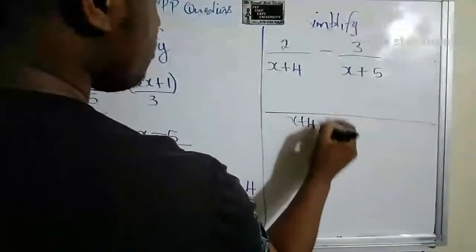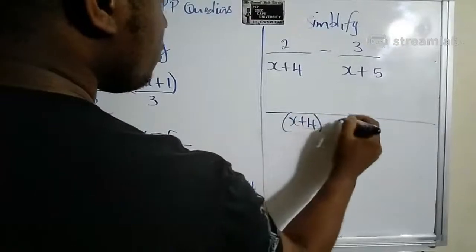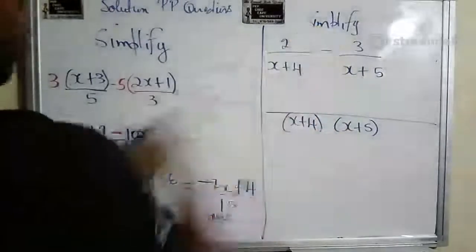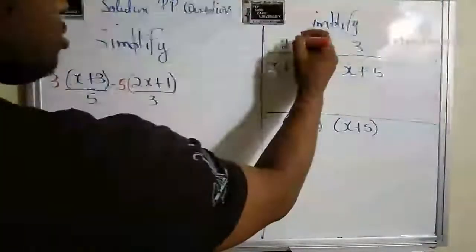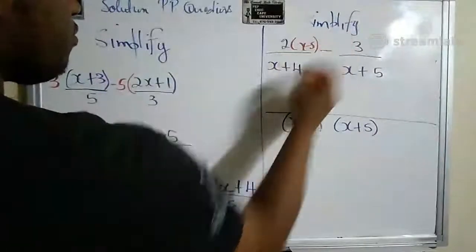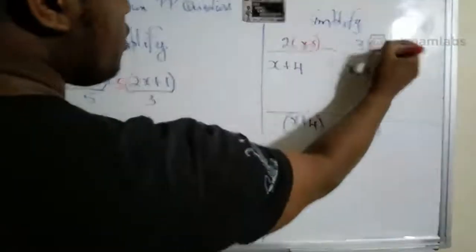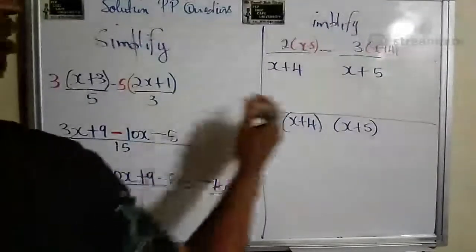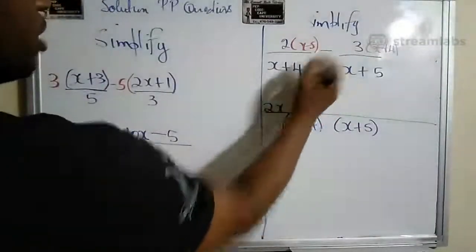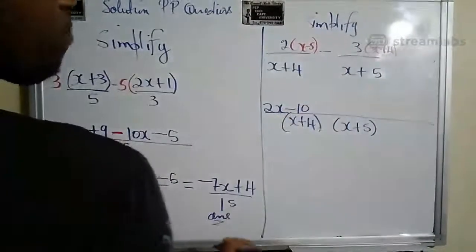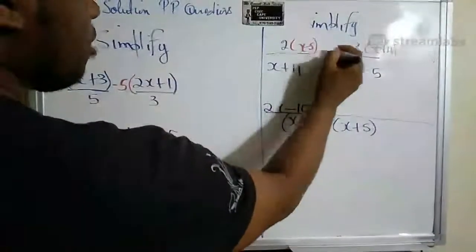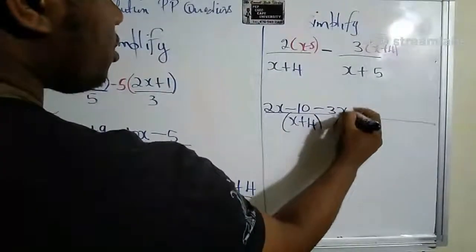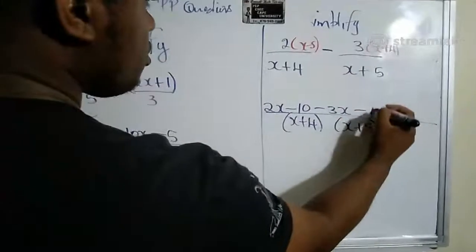This would be the LCM: x plus 4 and x plus 5. So this into this would leave this, which is x plus 5, and this into this leaves this, so we have x plus 4. So we just expand the bracket. 2 times x gives us 2x, 2 times 5 gives us 10. Remember, this is a negative 3, guys. This is a common error also. So negative 3 times x will give us negative 3x, and negative 3 times 4 will give us negative 12.